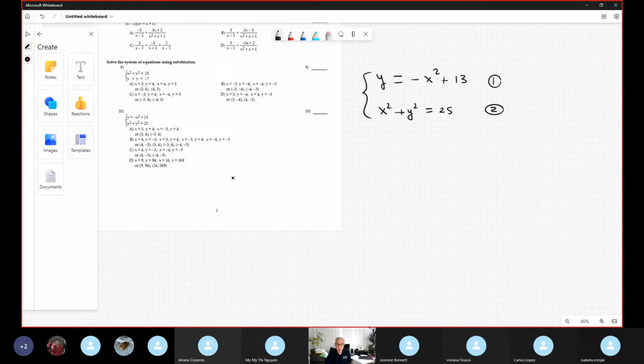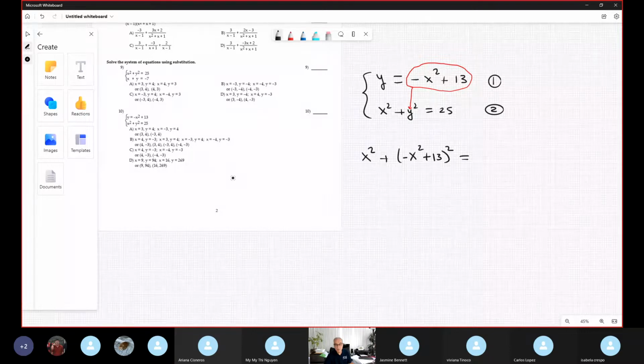Okay, y is isolated. So now we can, obviously, substitute this expression here. What is the idea? The idea is to form a new equation that contains only one variable, in this case x. This is x squared plus, minus x squared plus 13, squared, equal 25. Okay, let me try to fix this and this. It's minus x squared plus 25.